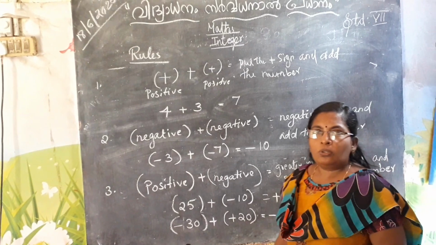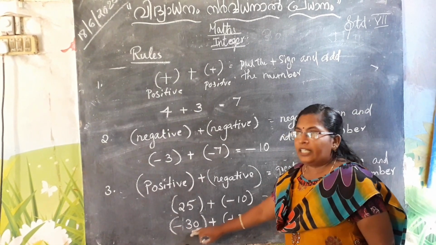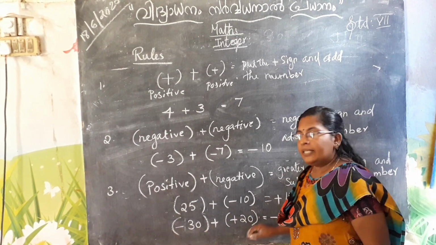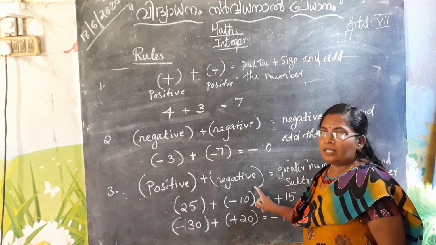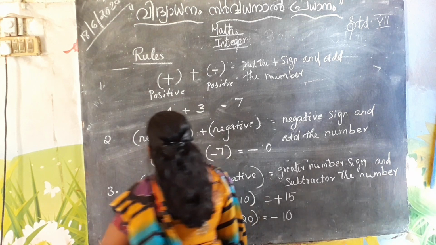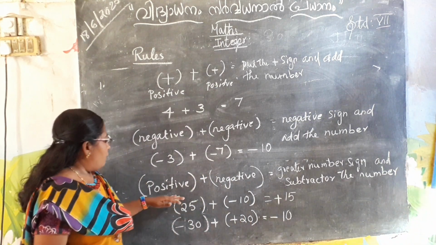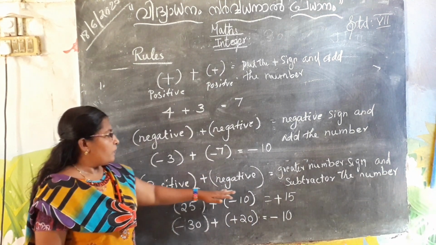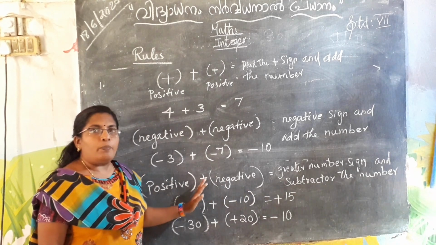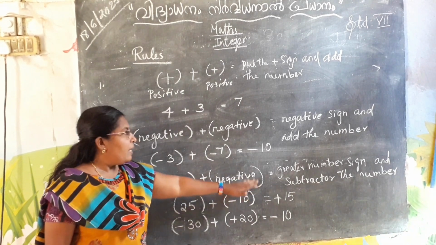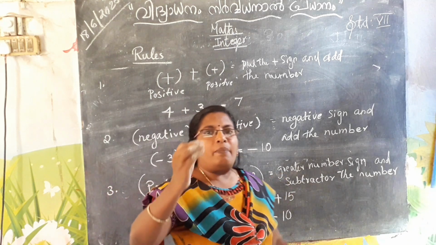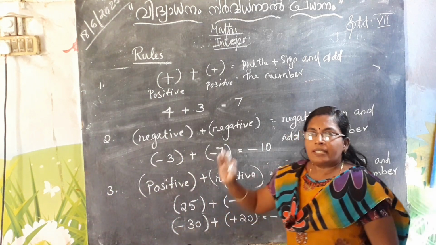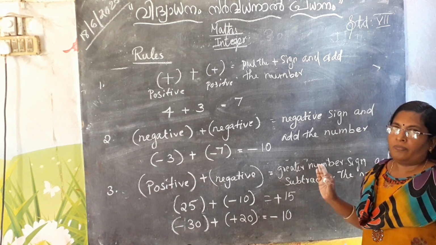Write the minus sign. Then what do we want to do? Subtract the numbers. 30 minus 20? 10. Do you understand the difference between this? Different signs: if we take one positive and one negative number for addition, what do we want to do? Put the greater number's sign and subtract the numbers.